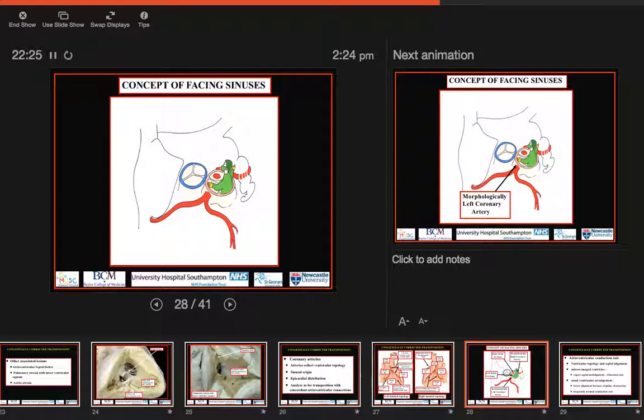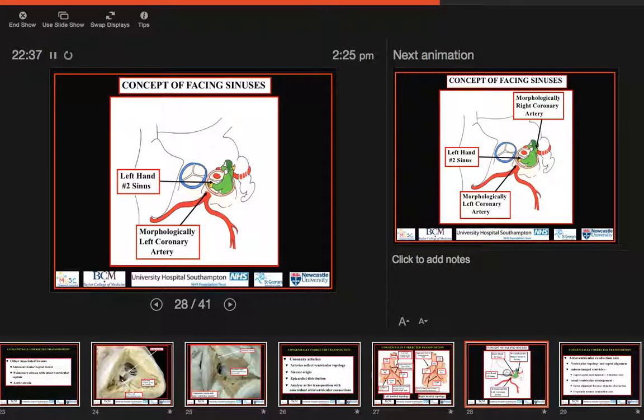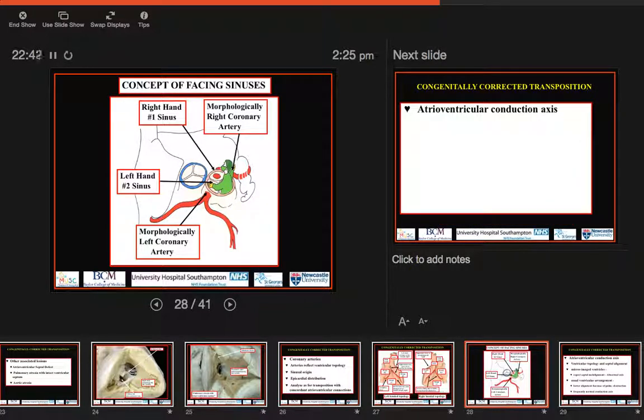We can describe sinusal origin as we would for regular transposition, and the good news in congenitally corrected transposition is that the morphologically left coronary artery arises from the left-handed sinus number 2, whereas the morphologically right coronary artery arises from the right-handed sinus. And as I say, variation in sinusal origin is not nearly as common as in regular transposition. When there are malformations, most frequently it is simply a solitary coronary artery.